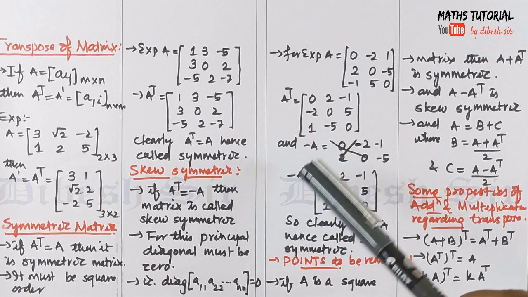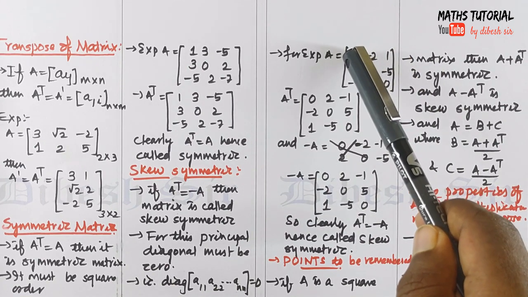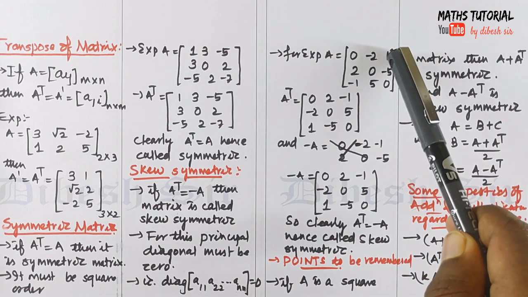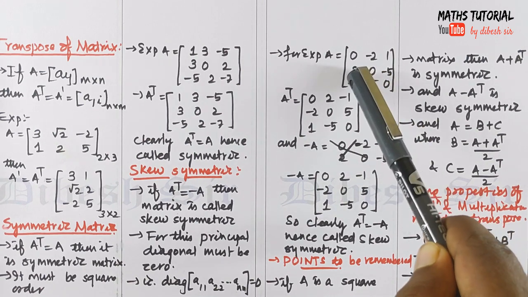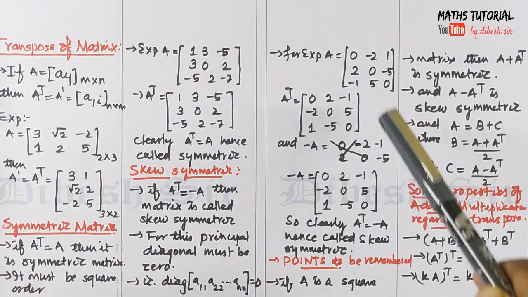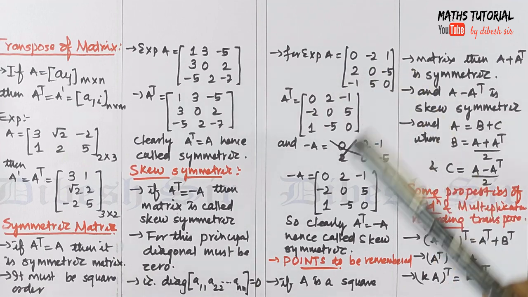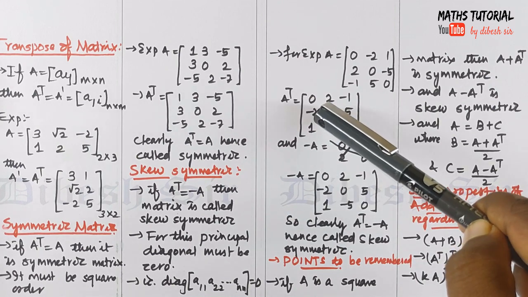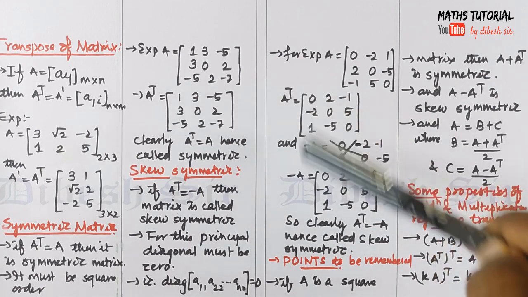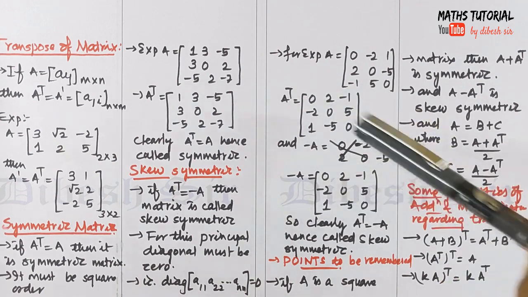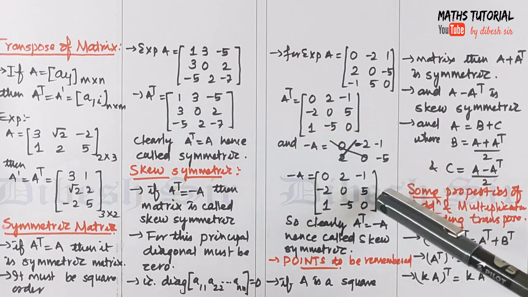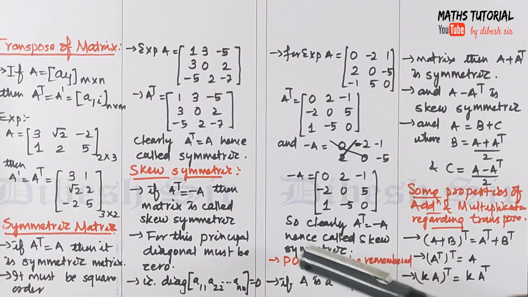Now find minus A, that is minus multiplied with all the entries, that is 0, 2, minus 1; minus 2, 0, 5; 1, minus 5, 0. Now if you check the entries of minus A and A transpose, see here, A transpose and minus A, that is 0, 2, minus 1; minus 2, 0, 5; 1, minus 5, 0. Both are equal. So clearly it is called a skew symmetric matrix.